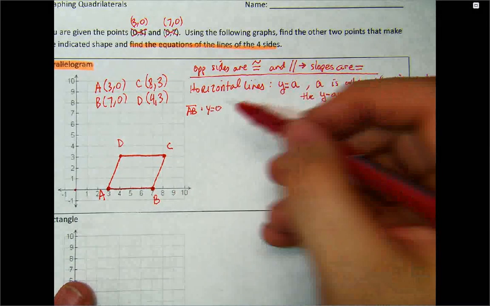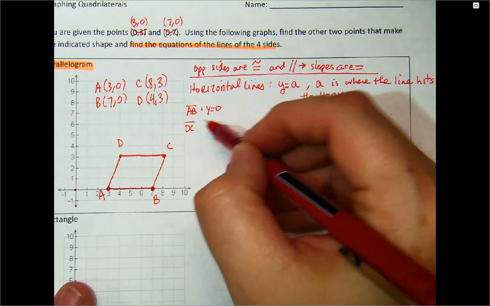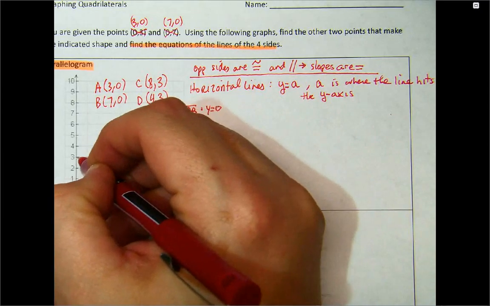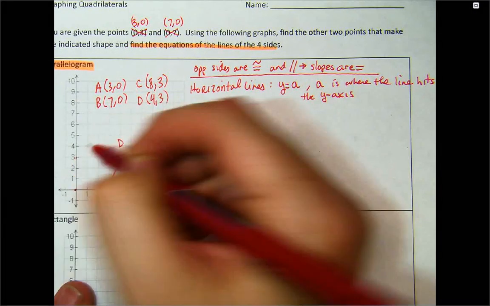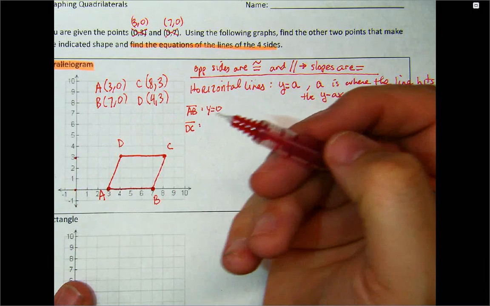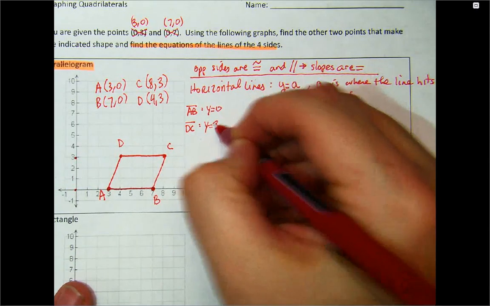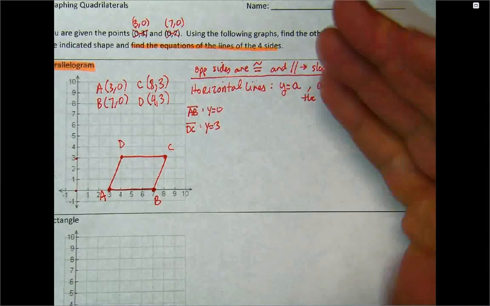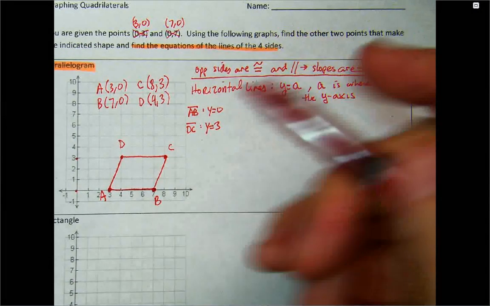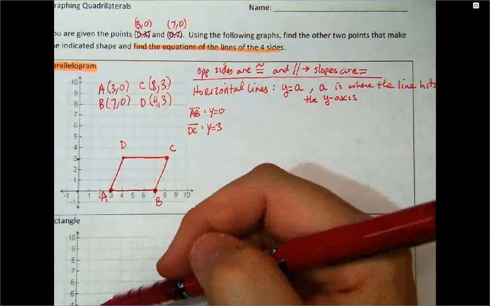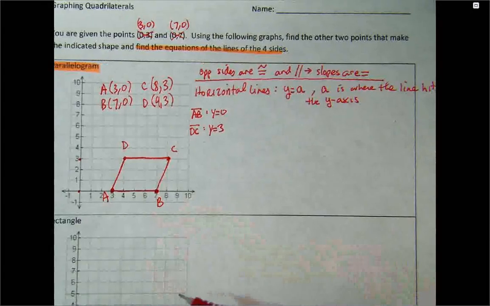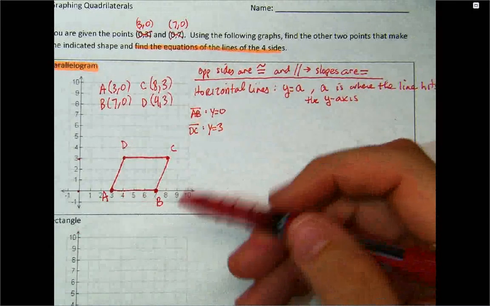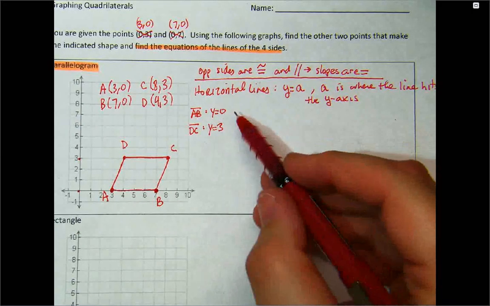Now for segment DC, where is this line going to intersect? At y equals 3. So if you have horizontal lines, that's what you're going to end up getting. If you have vertical lines, it's where you hit the x-axis. So it's the opposite of a horizontal line. So like if you're building a rectangle, you're going to have your vertical lines. So you're going to have like y equals, and then x equals, and x equals.